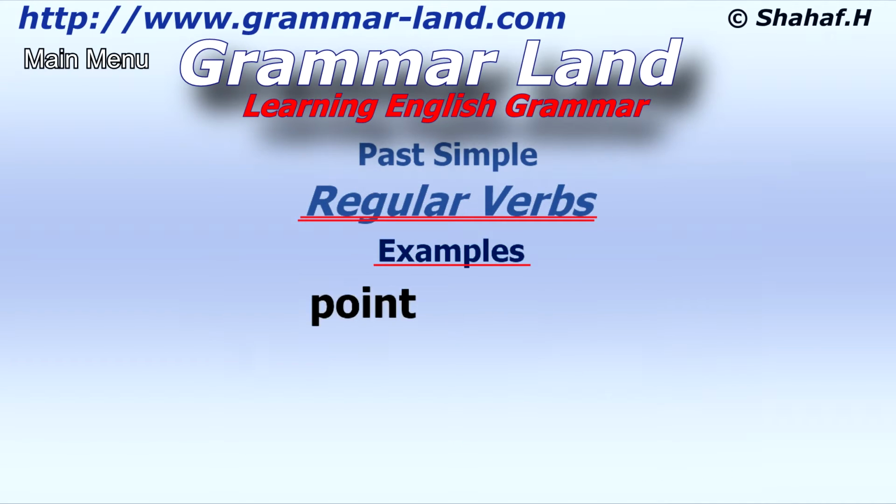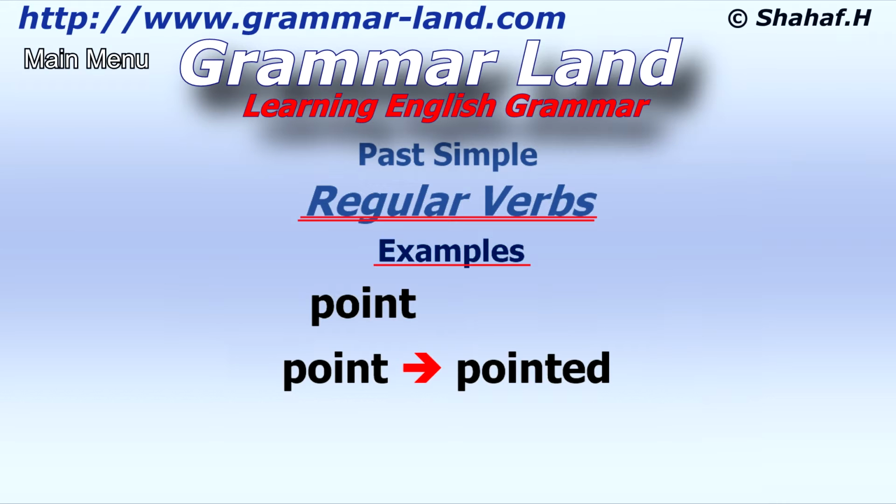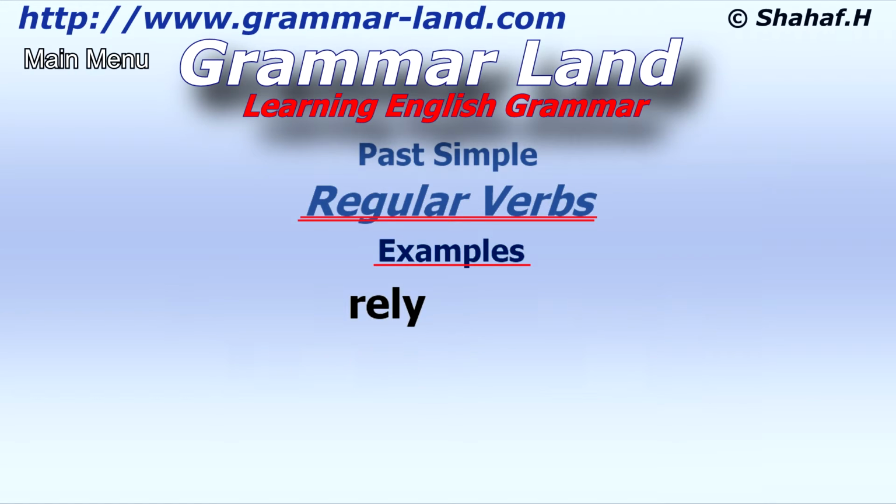Another one, point. The verb point is regular. It does not end with e, nor with consonant plus y, and there is no sandwich here, therefore it's a simple regular verb, and we just add ed to it. Point. Pointed. One more. Rely. The verb rely ends in y, preceded by the letter l, which is a consonant, therefore, we omit the y, and add ied in its place. Rely. Relied.